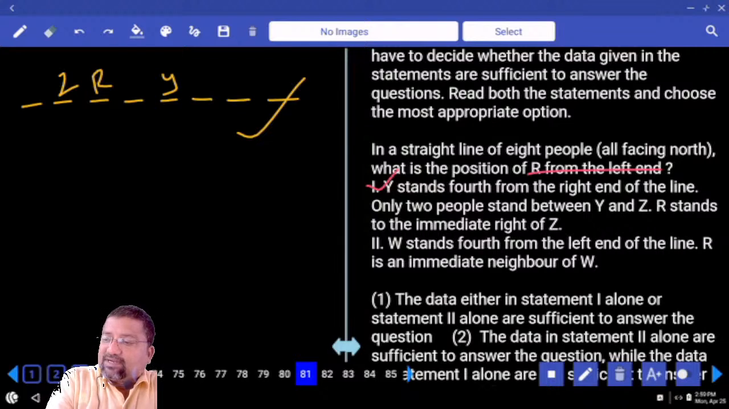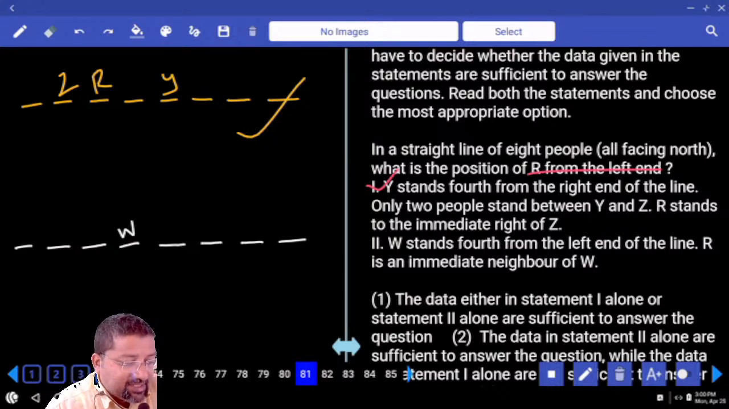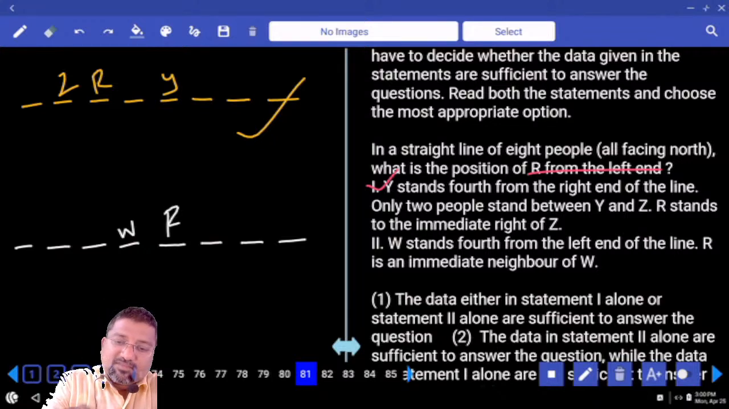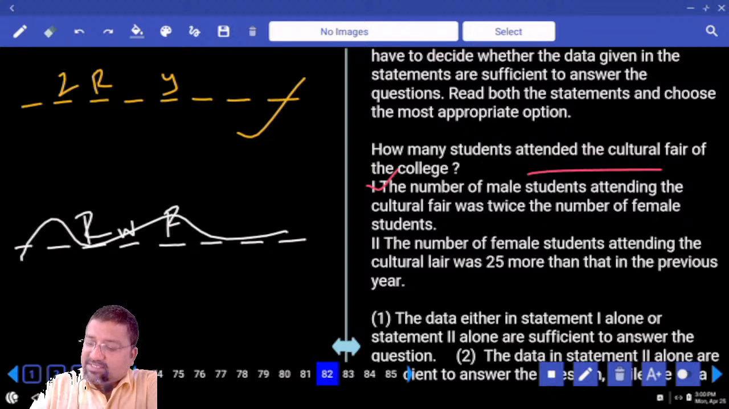Check the second separately. How many people? 8. W stands 4th from the left end of the line. R is an immediate neighbor of W. He says R is an immediate neighbor of W. Many possibilities. Will I get the answer about R? What's the answer? Only 1. So what should be my answer? Data in statement 1 alone is sufficient to answer the question, while 2 is not sufficient.